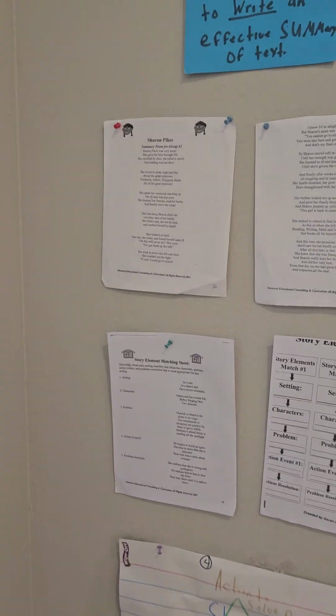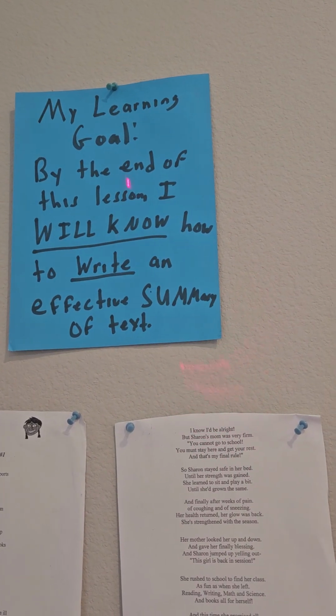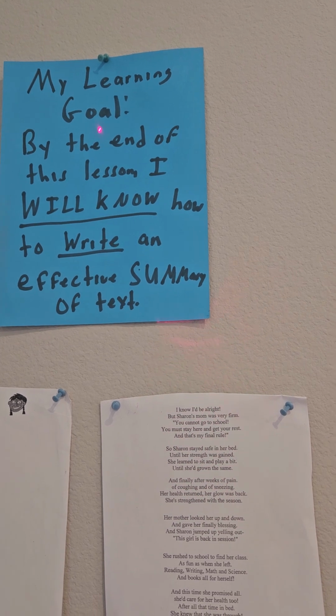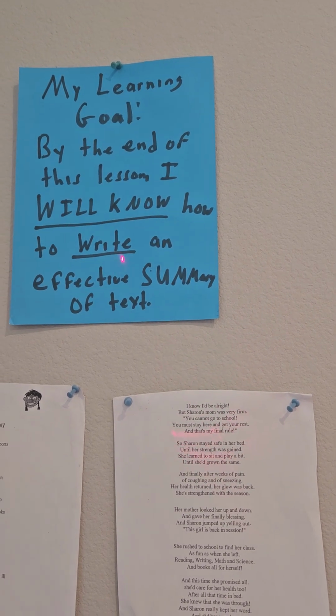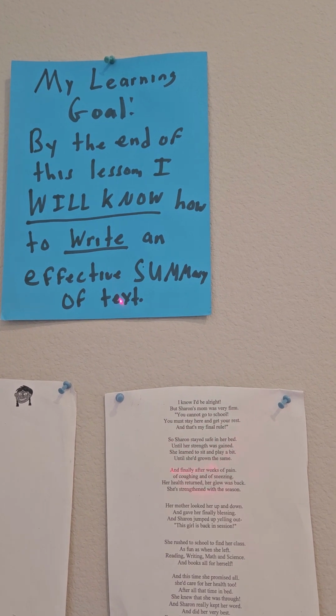What I would do is first open the lesson with my learning goal: by the end of this lesson I would know how to write an effective summary of text. I would have the students do a choral response, which is a multi-response, effective teaching strategy, to be able to say to students, by the end of this lesson, this is what the objective is today.